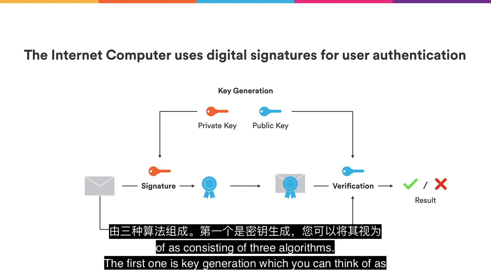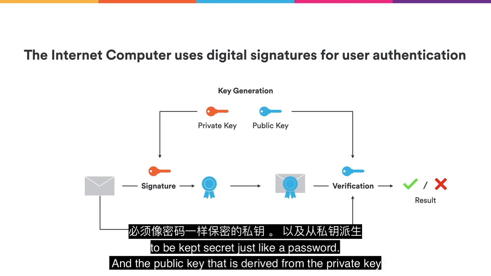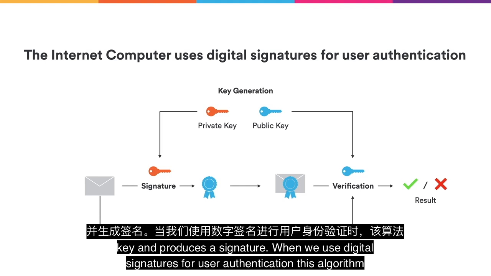The first one is key generation, which you can think of as an analog for choosing a password. Key generation creates a pair of keys, a private key that has to be kept secret, just like a password, and a public key that is derived from the private key but can be made public. The second algorithm is signing. It takes a message and the private key and produces a signature.